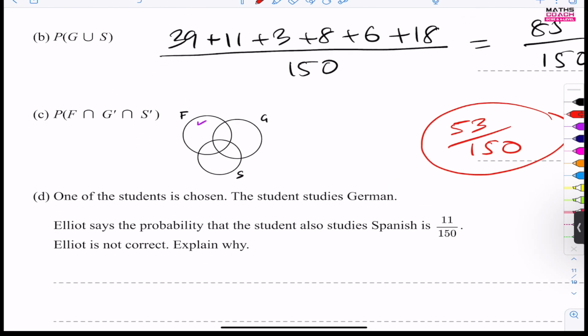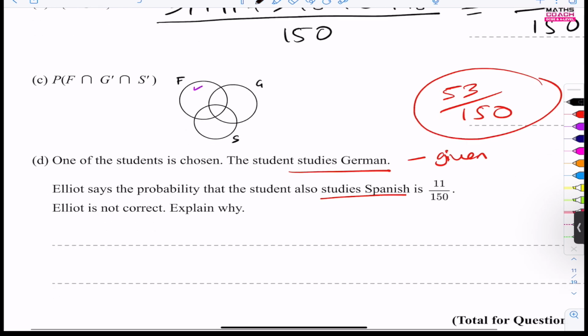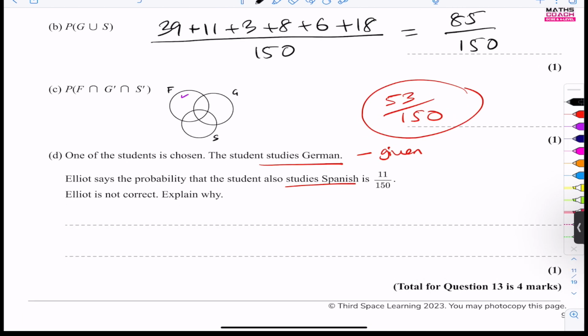So it says one of the students is chosen. The student studies German. This is your given part. You're given this information, right? This is a given. So it's out of the number of students that study German. Now, the probability that the student also studies Spanish is needed to be found, all right? So how do we represent this? We write it like this. We say the probability that the student studies Spanish, S, given that they study German.